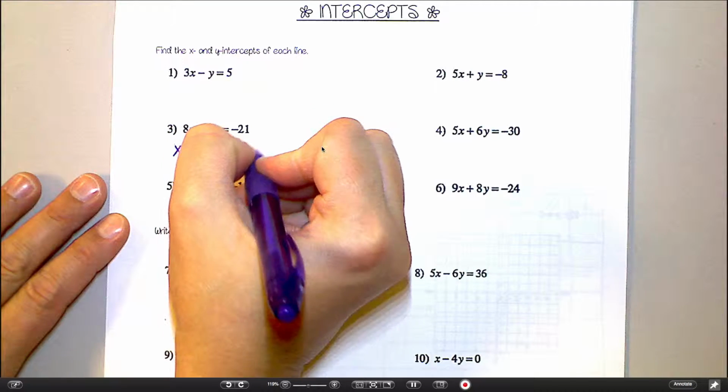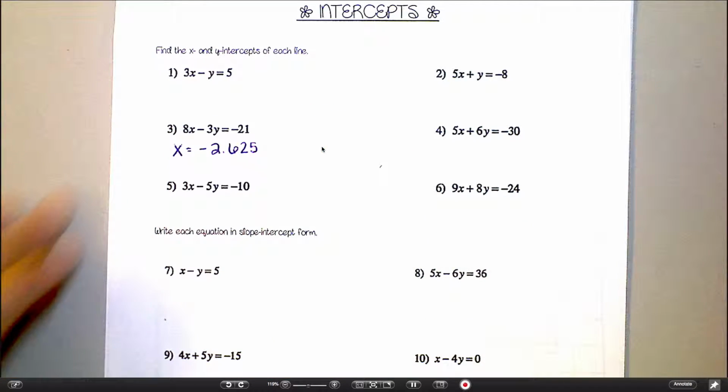And these may have thrown you off because, like I said, the numbers are not pretty. Okay, they're kind of ugly. But that would be my X-intercept.